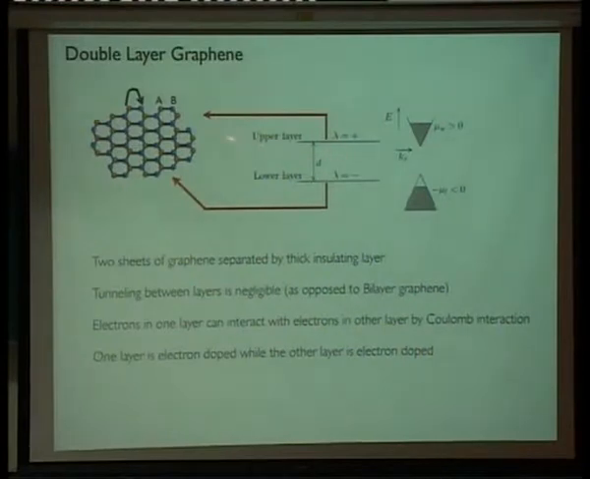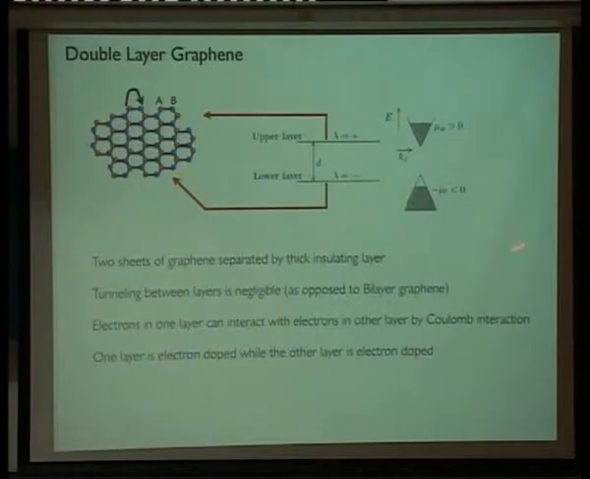And finally, double layer graphene is a system like this. Again, you have two sheets of graphene. So what's the difference between double layer graphene and bilayer graphene? They are separated by a much larger distance. You grow it: you put a layer of graphene, then a layer of dielectric, and then another layer of graphene together. So you're going to assume that it's still Bernal stacking?